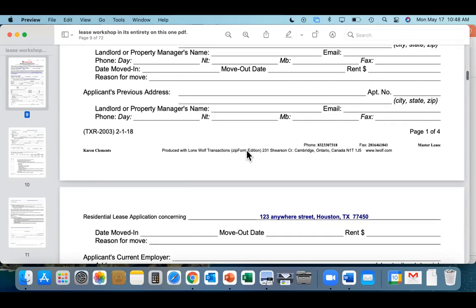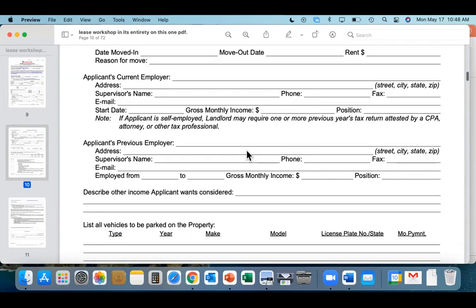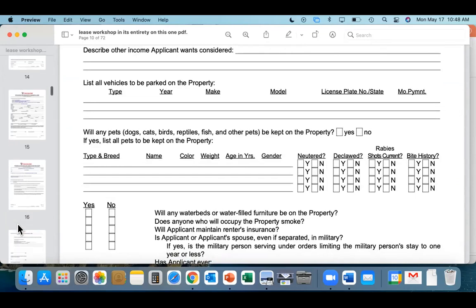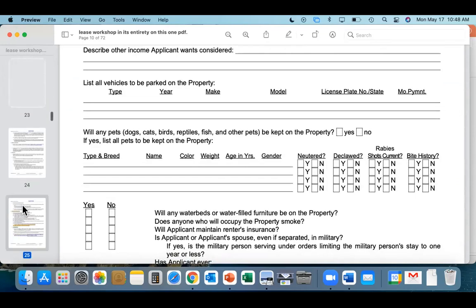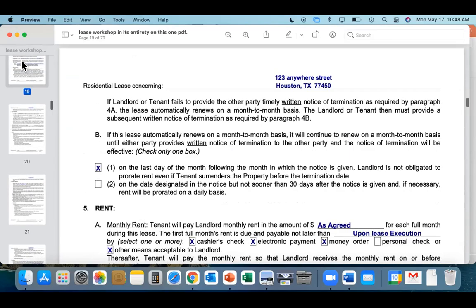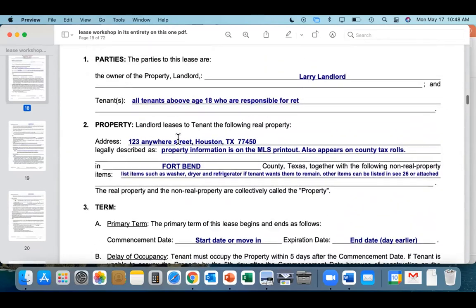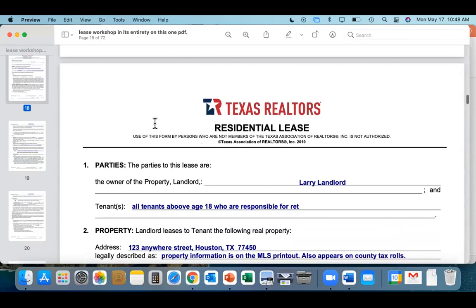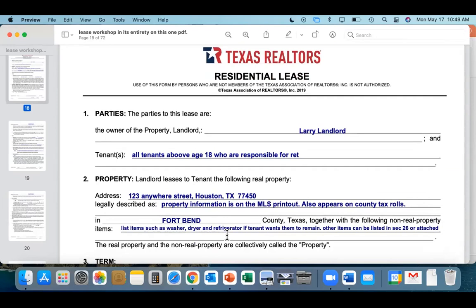Thank you. Try to explain it. Okay. Okay, let's see. Where were we? Residential lease. You just went through that, Laura, with your son. Yes.